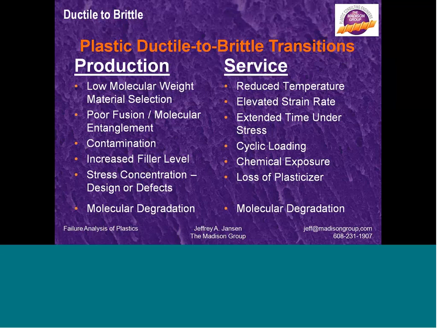Then during service, we can have reduced temperature. Again, that leads to more brittle properties. Elevated strain rates, like I talked a little bit about with snap fits. Extended time under stress, so that would be creep failure. Cyclic loading or fatigue. Chemical exposure, either through chemical degradation or through environmental stress cracking. Loss of plasticizer, if the material changes through exposure to elevated temperature and it loses plasticizer. Or again, molecular degradation, whether it be thermal, UV, chemical, all of those can make the material more brittle. So this ductile to brittle transition becomes very, very important. And like I said, it is oftentimes the goal or the object of the failure investigation.